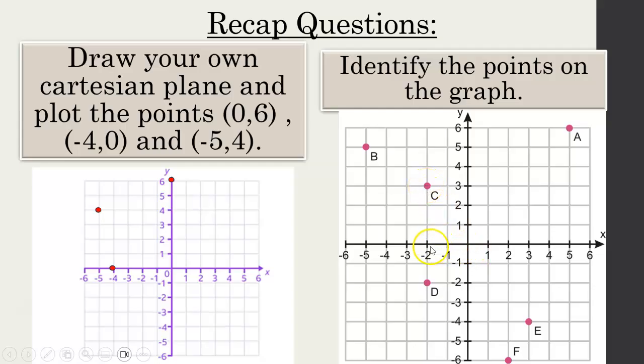D, I have to go left to minus 2 and down minus 2. So it would be (-2, -2). E, I have to go to 3 and then down 4. So it would be (3, -4). And then F, well, I have to go across 2 and then down 6. So it would be (2, -6).